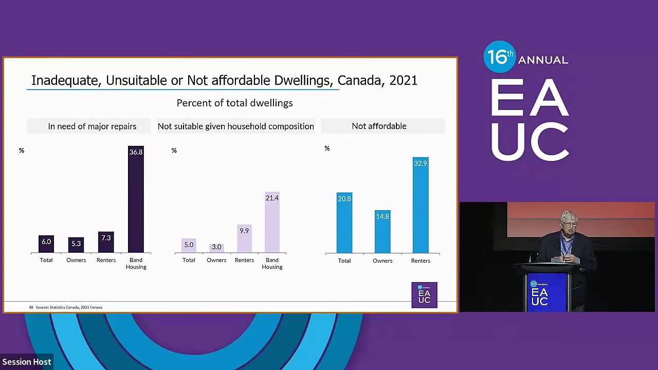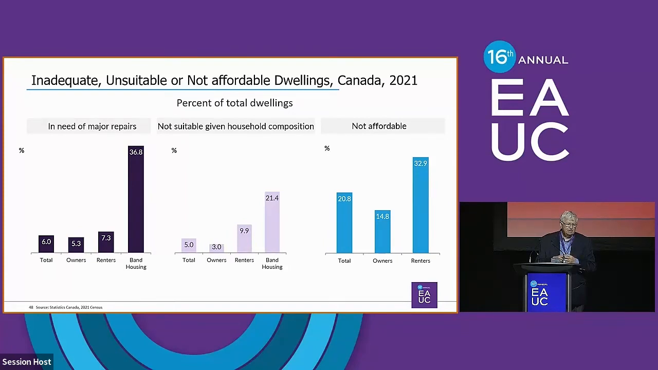A second measure is suitability of housing. That compares the makeup of the house, the number of rooms, the number of bedrooms, to the composition of the household. And you can see again, 5 to 6% of housing not being suitable, much higher for renters, and extremely high for on-reserve housing.